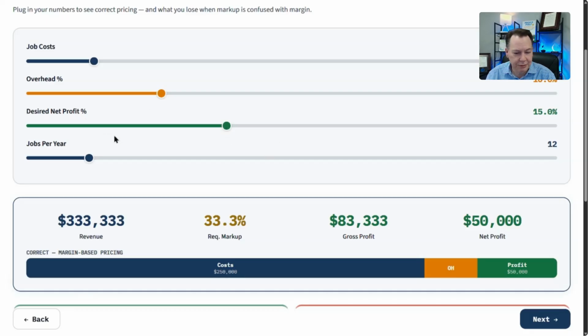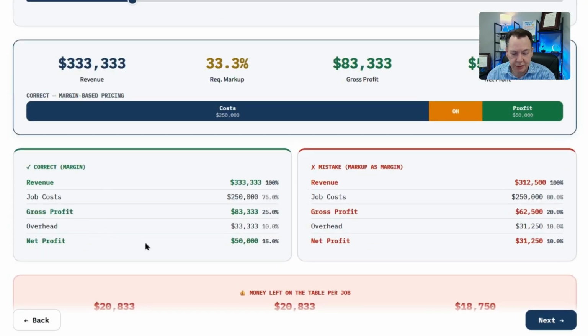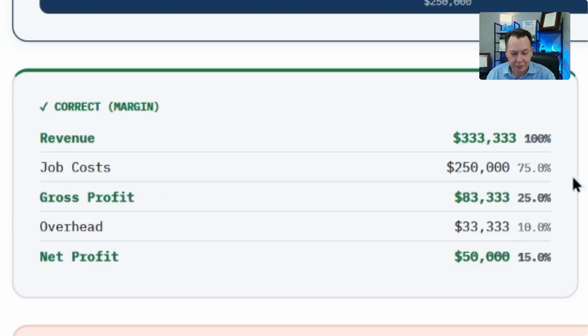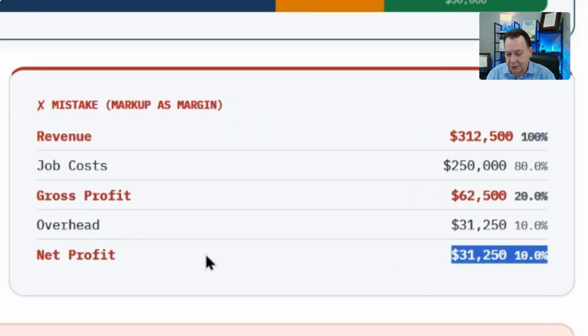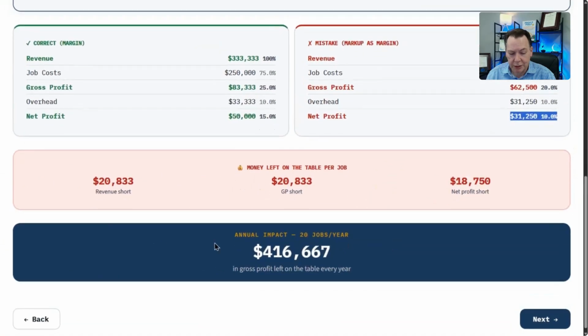So, like I said, we'll just leave these. Let's just say we jump up to 20 jobs a year. It can make a huge difference. When we're using the right margin, that would be a $50,000 profit on that particular job, but it would be a $31,000 reduction if we're bidding incorrectly. So an annual impact for 20 jobs a year, that's $500,000. Does that make sense?